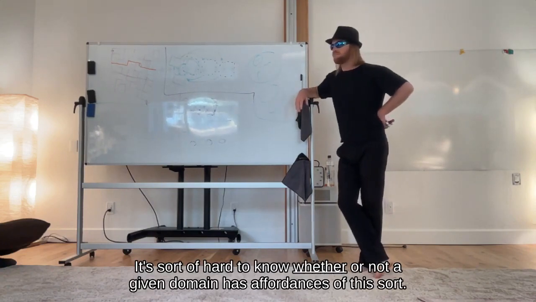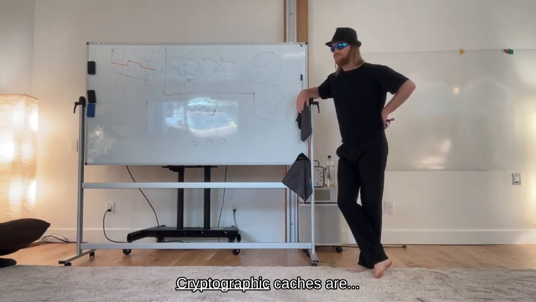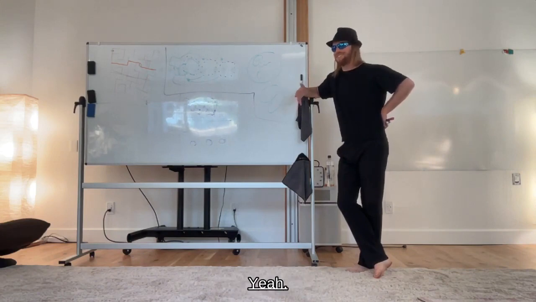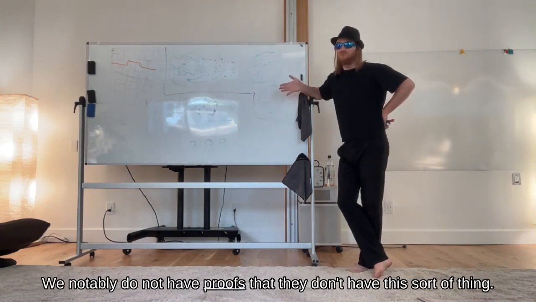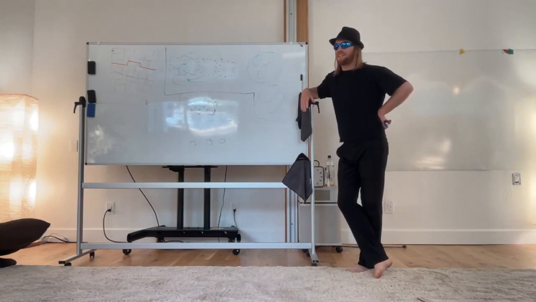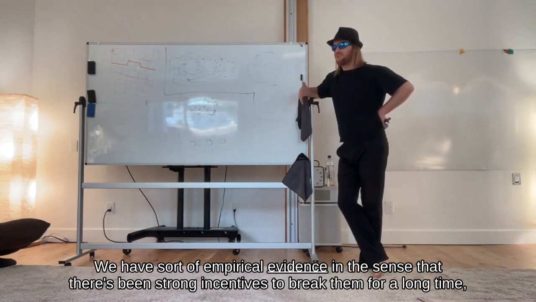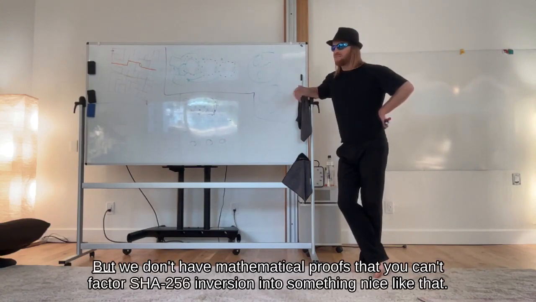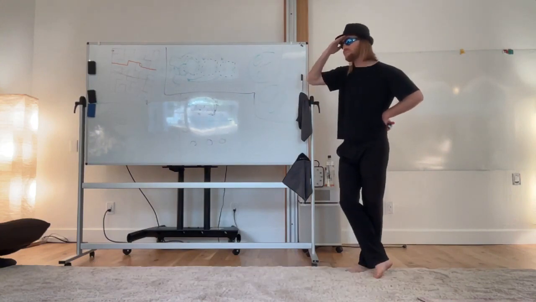It's hard to know whether or not a given domain has affordances of this sort. Cryptographic hashes probably don't. It's not even really an exception. We notably do not have proofs that they don't have this sort of thing. We have empirical evidence in the sense that there's been strong incentives to break them for a long time and nobody's done it. But we don't have mathematical proofs that you can't factor SHA-256 inversion into something nice like that.